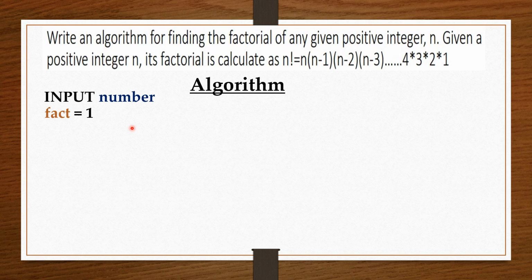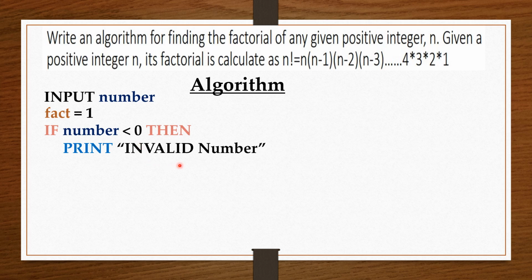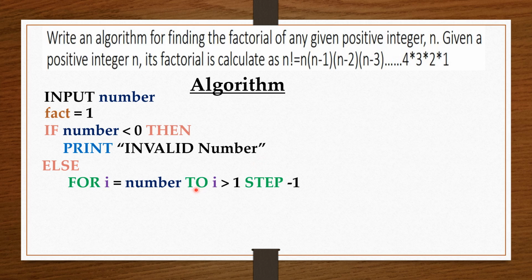So I say if the number the user entered is less than 0, then you should print invalid number, meaning the number the user has entered is invalid. Why? Remember from the question, the number is supposed to be a positive integer. Positive, right? So if it is not positive, the number is invalid. Else you say for I equals number to I greater than 1, step negative 1.